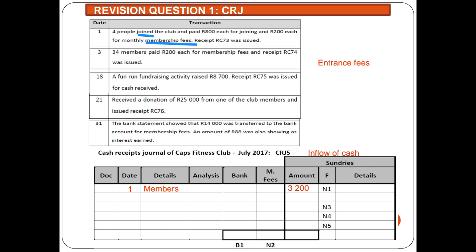To get 3.2, you must take the 4 people who joined the club and multiply it by 800. Okay, 4 people here, multiply it by 800, and then you will get 3,200. I hope you got it, brother. Thank you so much for that. Yes, sir. Perfect. Thank you, sir. Thank you so much for explaining. I appreciate it, guys.